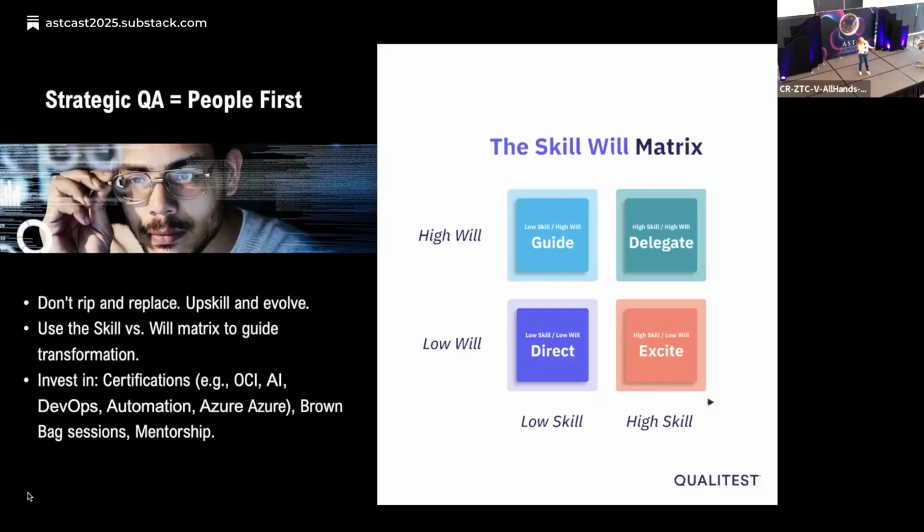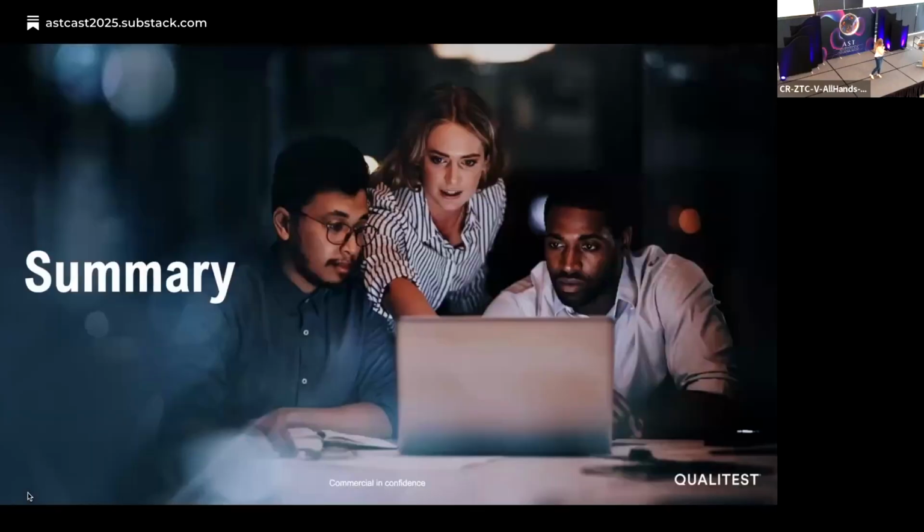And the last is low will, low skill. You don't just get rid of these people. You figure out, how do you motivate them? How do you upskill them and incorporate them into the rest of the organization?